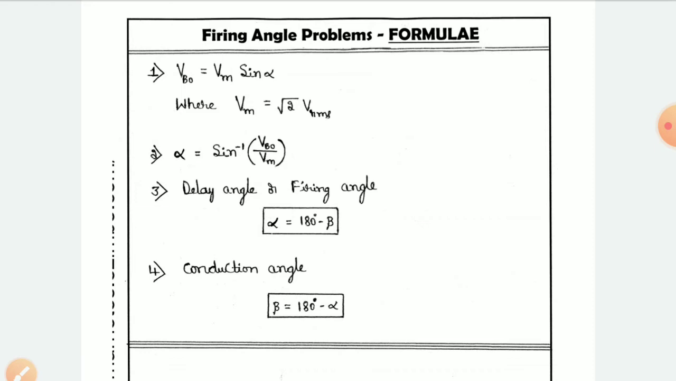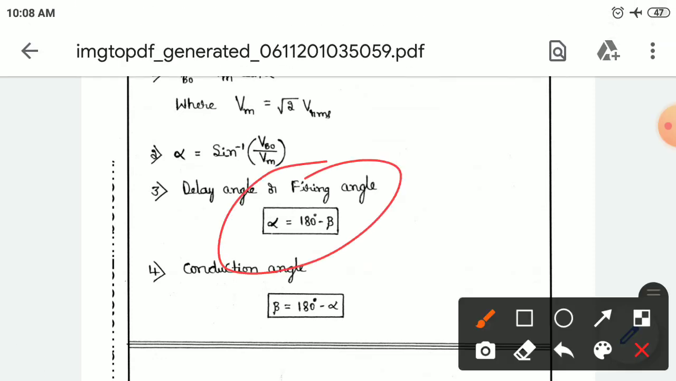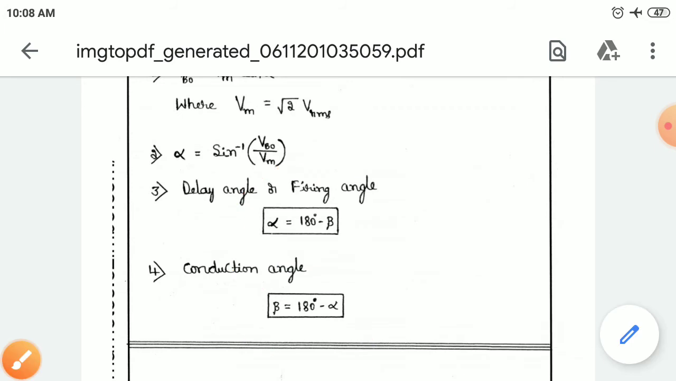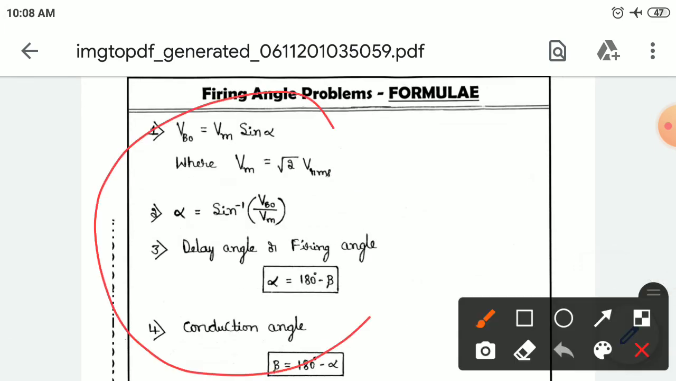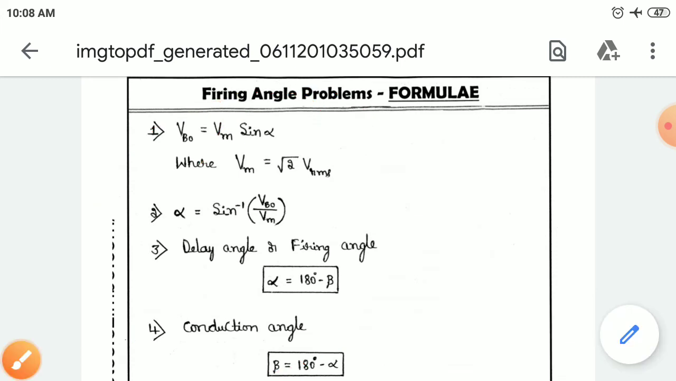VBO is equal to Vm sin alpha. We know that Vm is equal to root 2 times Vrms. Then alpha is once again sin inverse of Vs divided by Vm. The delay angle is alpha, and the conduction angle is 180 minus alpha. So these are the list of formulas you have to remember while solving the problems on RC firing circuits.